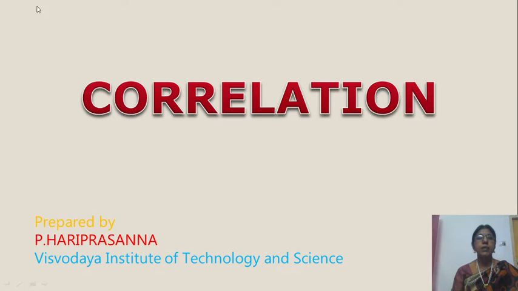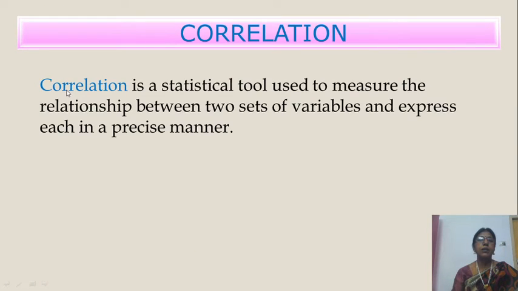Our next topic is correlation. See the first definition of correlation. Correlation is a statistical tool used to measure the relationship between two sets of variables and express each in a precise manner. You observe here, correlation is a statistical tool which is used to measure. What are we going to measure? The relationship between two sets of variables, and express each in a precise manner.